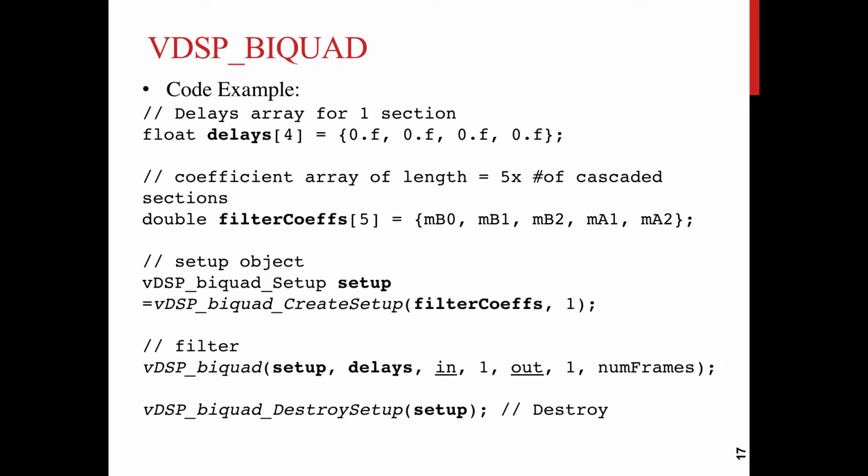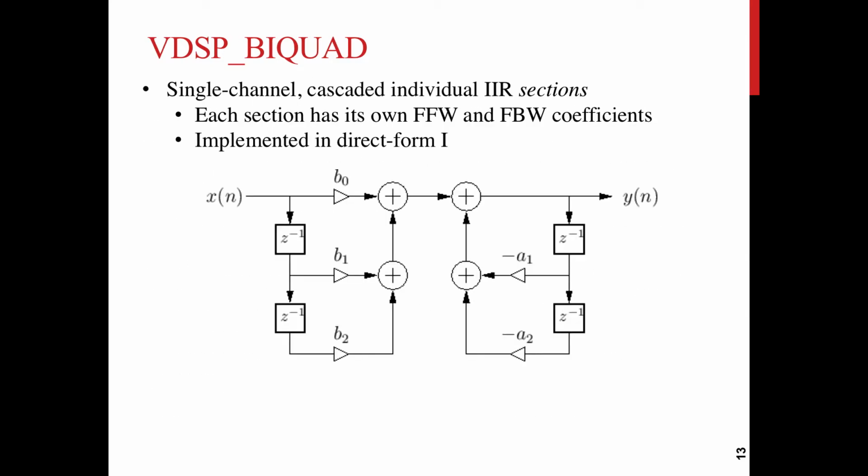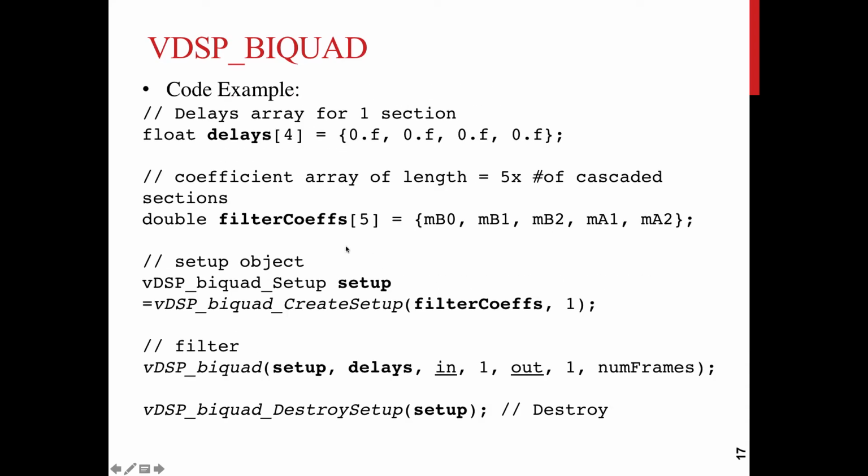If we wanted to set up delays, for example, for one single section, how many do we need? Right? How many do we have here? For direct form 1, we've got 1, 2, 3, 4 states. So we'll make a float array called delays, and it'll have 4 elements, and we'll initialize it to just zeros. That's how you should always initialize your states.